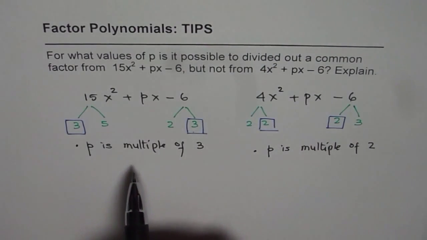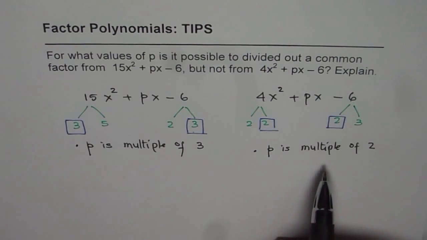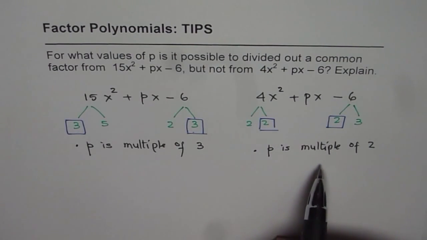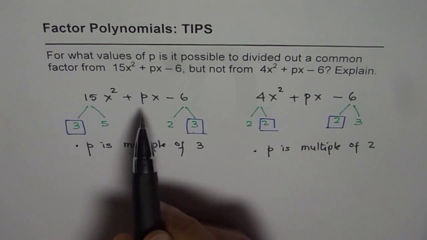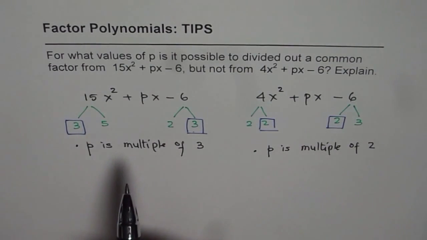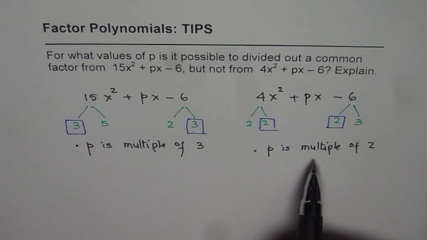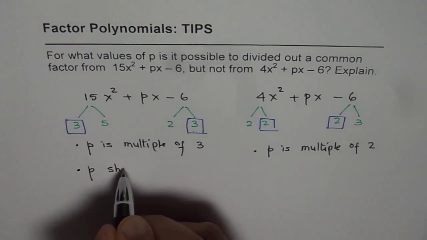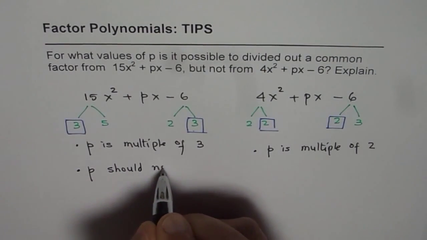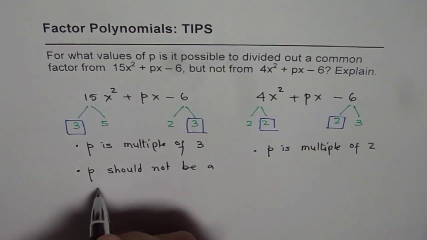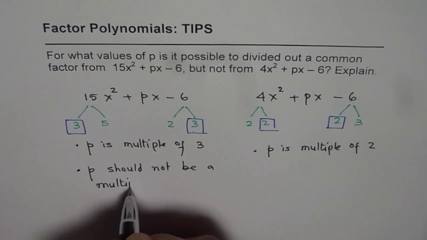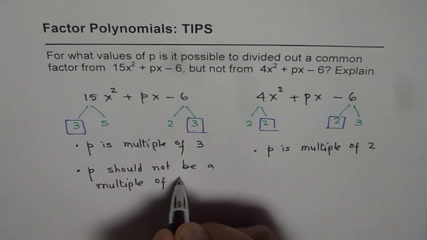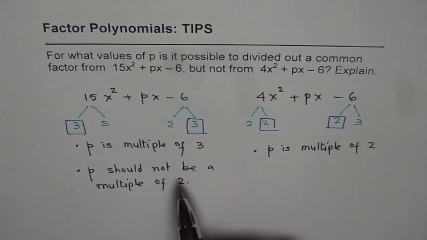Now, all the multiples of 3 are like what? Multiples of 3 are 3, 6, 9, 12. When we talk about 6, 6 is also a multiple of 2, right? Now, since we want that p should have values so that only the first polynomial can be factored but not the other one, then the condition becomes that p should not be a multiple of 2, right? That means all odd multiples of 3 is the answer, correct?